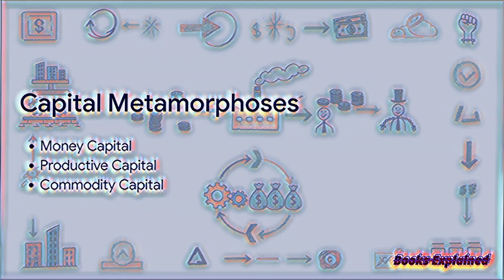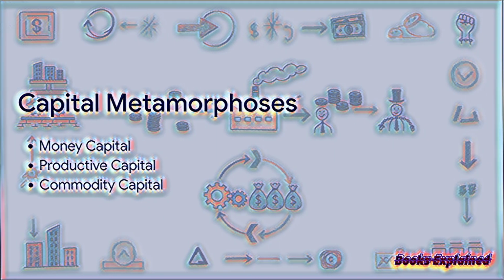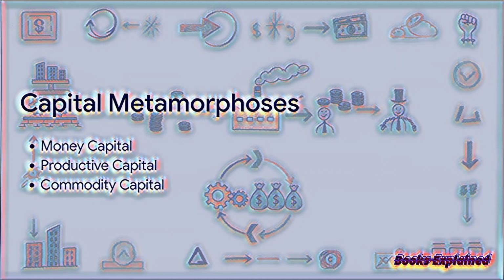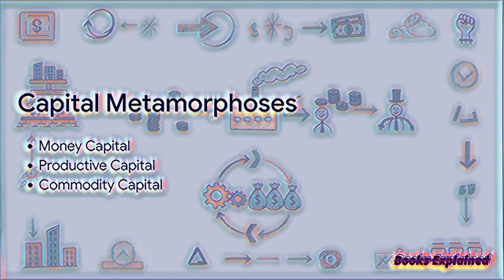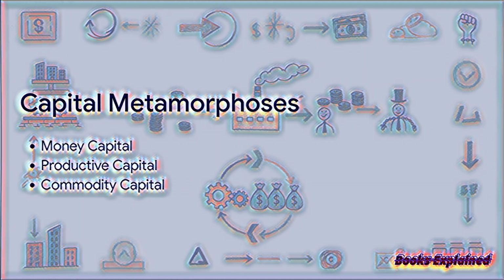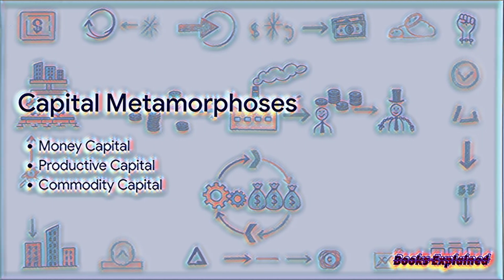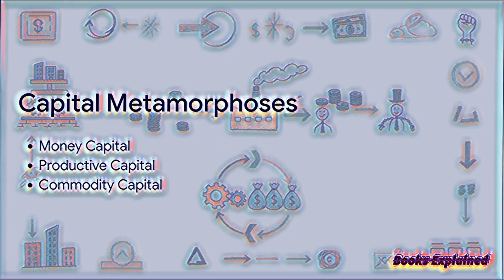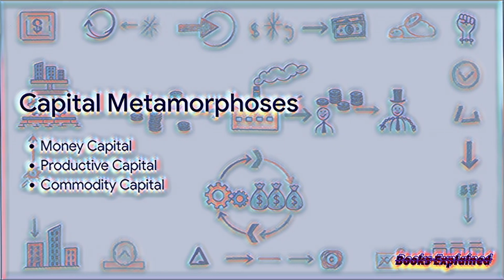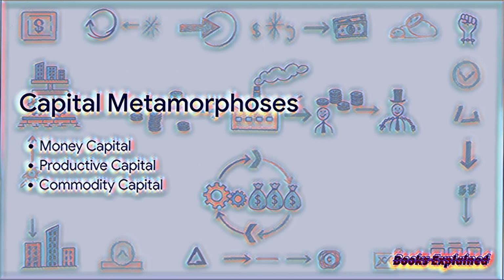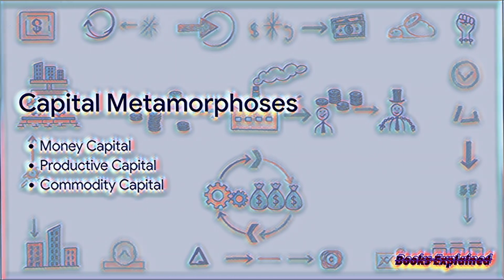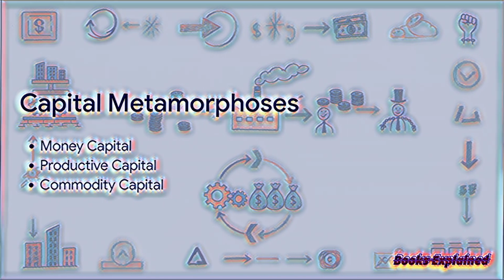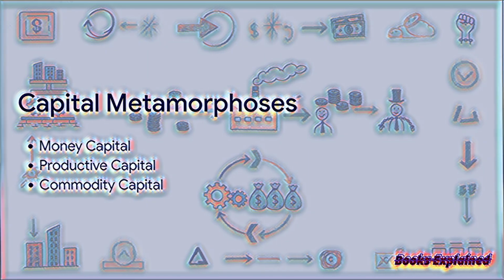Capital has to undergo what Marx calls its metamorphoses, flowing completely fluidly through 3 distinct phases. It starts as money capital to buy materials, then it transforms into productive capital during the actual manufacturing process, and finally it emerges as commodity capital, which has to be sold on the market to turn back into more money. If capital stalls in any of these phases, say the goods can't be sold or the raw materials can't be bought, the entire economic system faces a massive crisis.